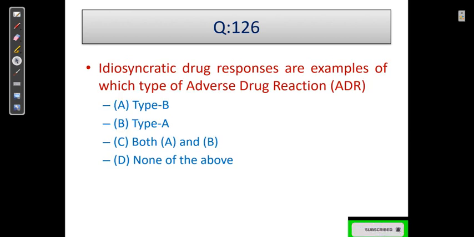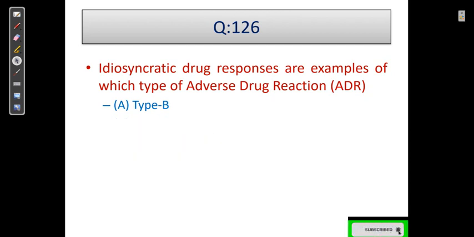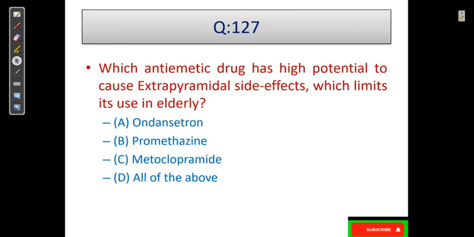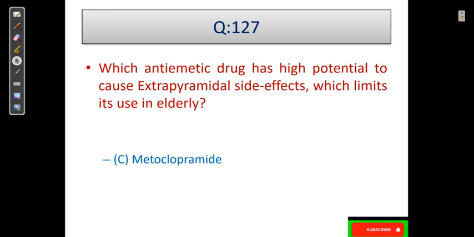Idiosyncratic drug response are examples of which type of adverse drug reactions? Type B, type A, both A and B, none of the above. Sorry, that is a type B response, because this is an idiosyncratic reaction. It is genetic, it is delayed action, so it is in type B. Which antiemetic drug has high potentials to cause extrapyramidal side effect which limits its use in the elderly? Ondansetron, promethazine, metoclopramide, all of the above. So the correct one is metoclopramide.